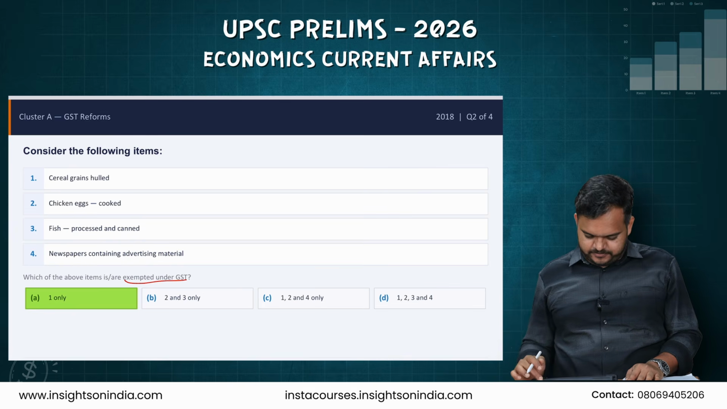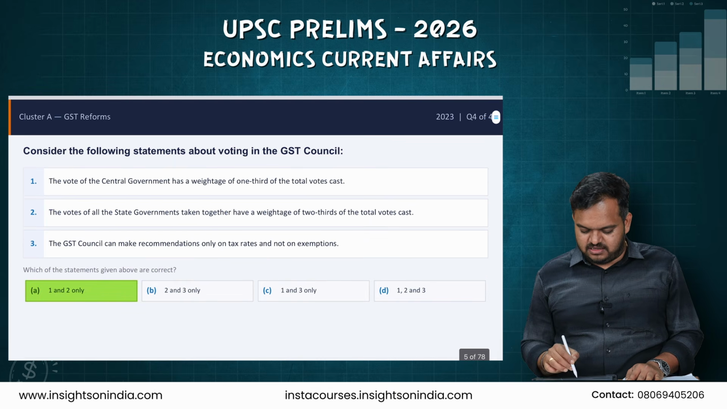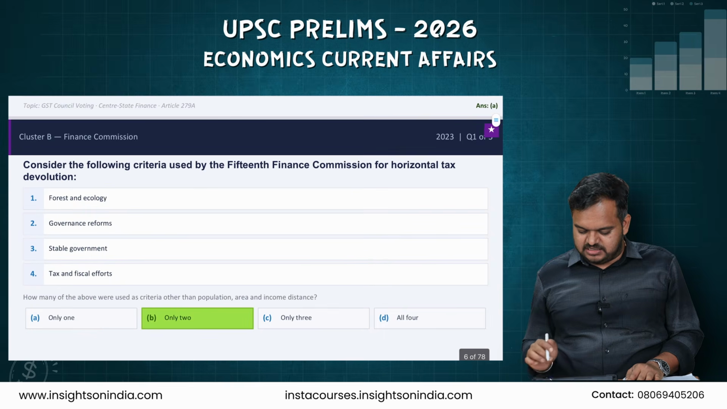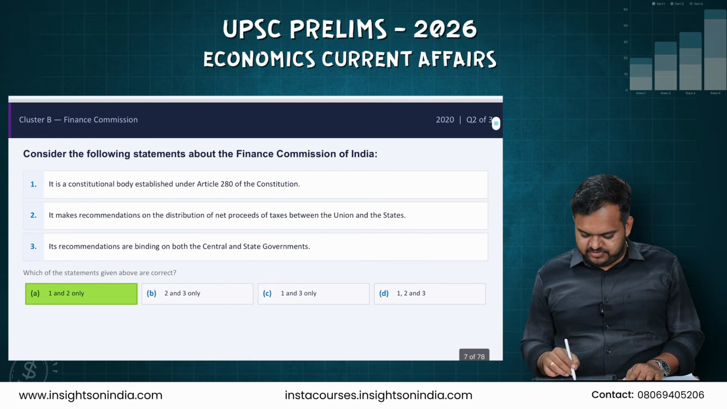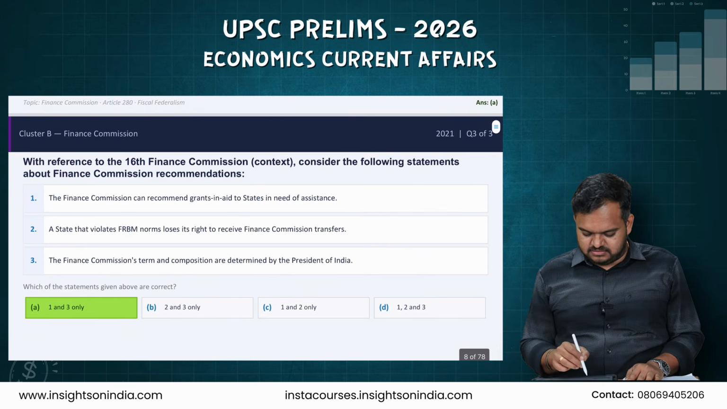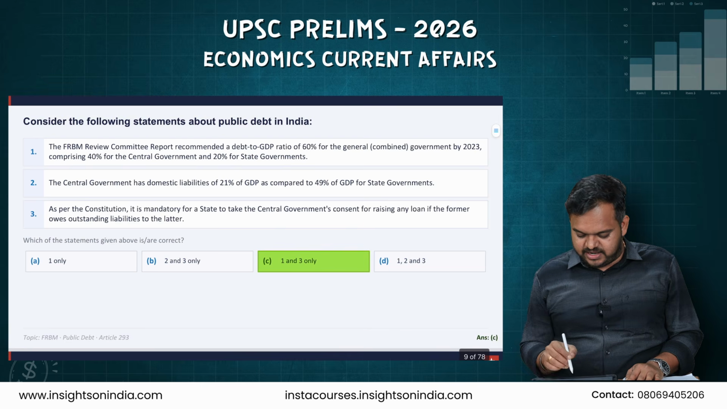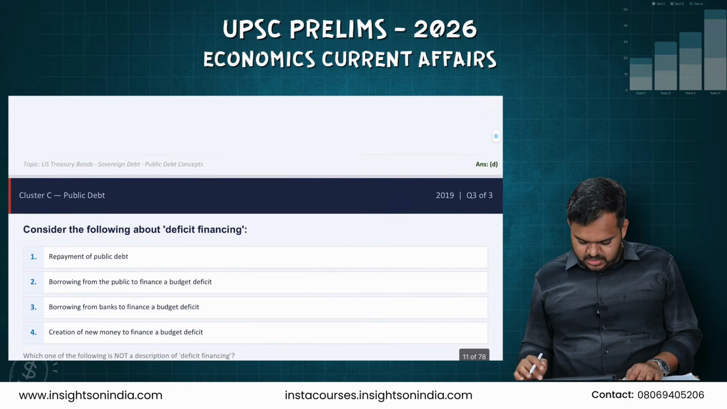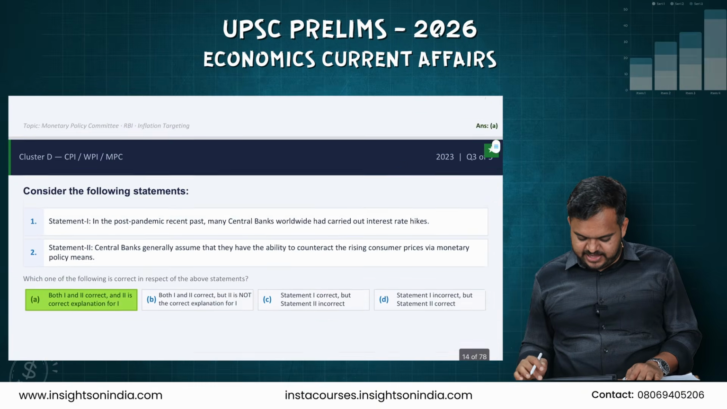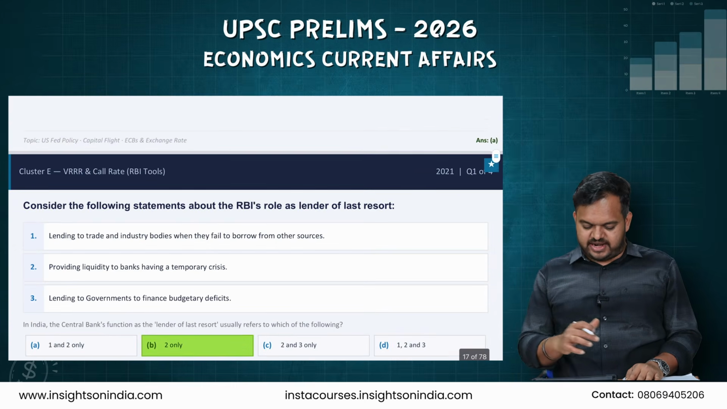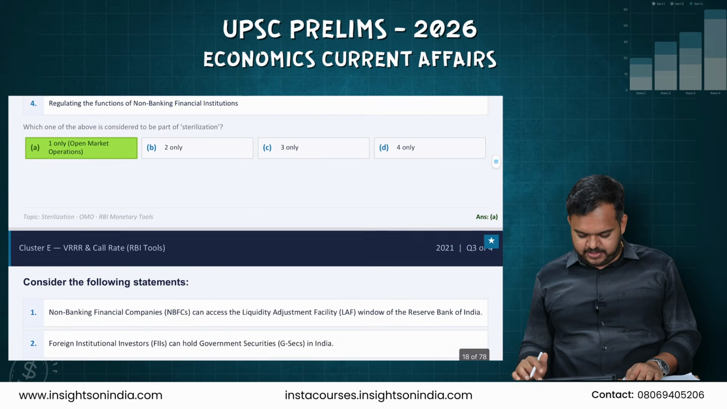They talk about particulars of GST, and then there are questions regarding the GST Council and its voting. There are questions regarding the 15th Finance Commission. Again, these are all part of economic federalism, the Finance Commission of India, and the 16th Finance Commission as well. There are questions regarding public debt, and a lot more. What is deficit financing? Questions regarding CPI, WPI. We will cover current affairs regarding all these topics, which have the highest potential, followed by your minerals topic.